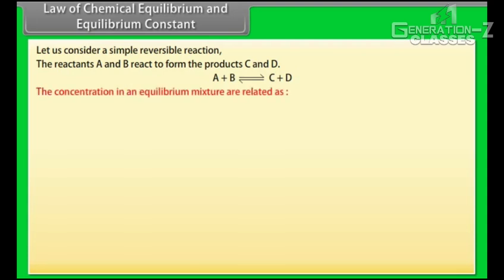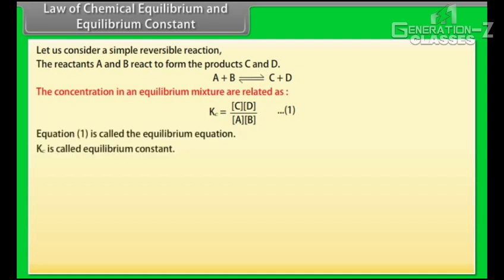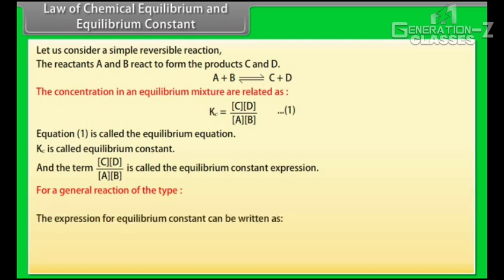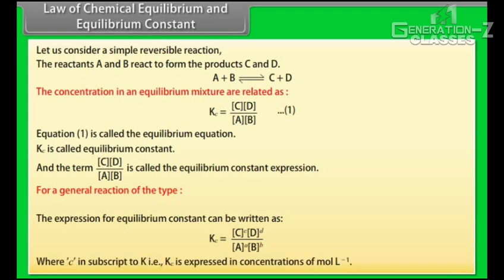The concentrations in an equilibrium mixture are related as, name it as equation 1. Equation 1 is called the equilibrium equation. Kc is called the equilibrium constant, and the term is called the equilibrium constant expression. For a general reaction of the type, the expression for equilibrium constant can be written as, where c is subscript to K. That is, Kc is expressed in concentration of mole per liter.